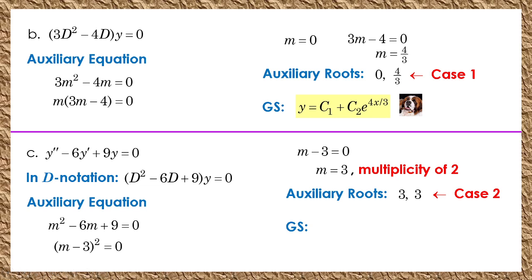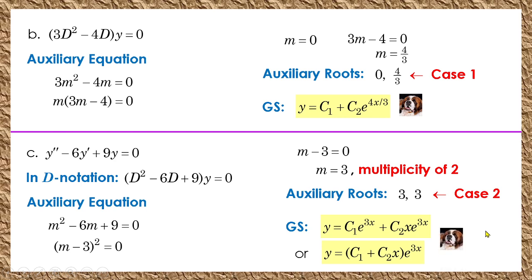y equals C sub 1 e to the 3x plus C sub 2 x e to the 3x. Okay? Pwede rin naka-factored form: (C sub 1 plus C sub 2 x) quantity e to the 3x. Ito yung factored form. Pag repeated, may namumultiply na x sa susunod. At pag may pangatlo, x squared. Pag may pang-apat, x cubed. Verified by Goldie.